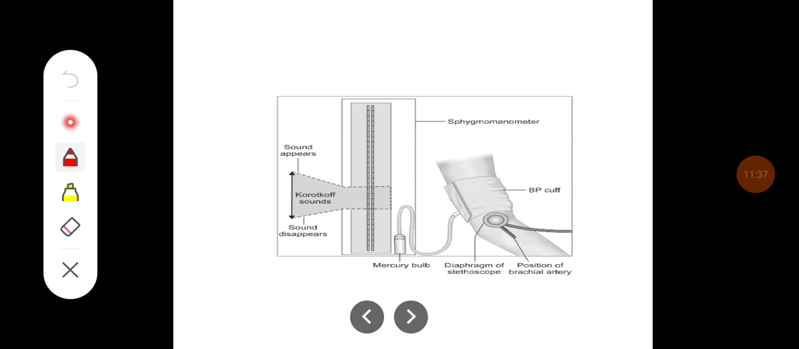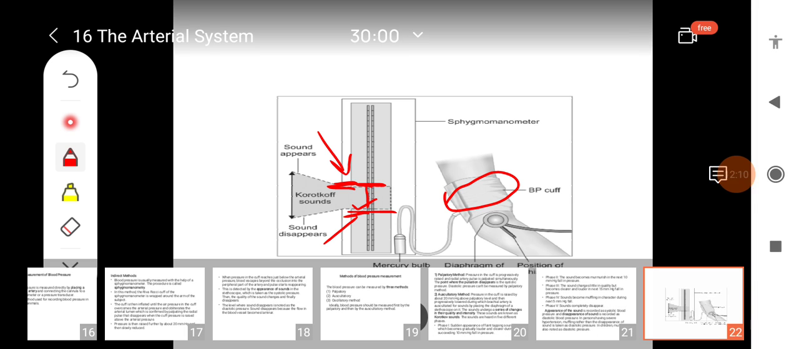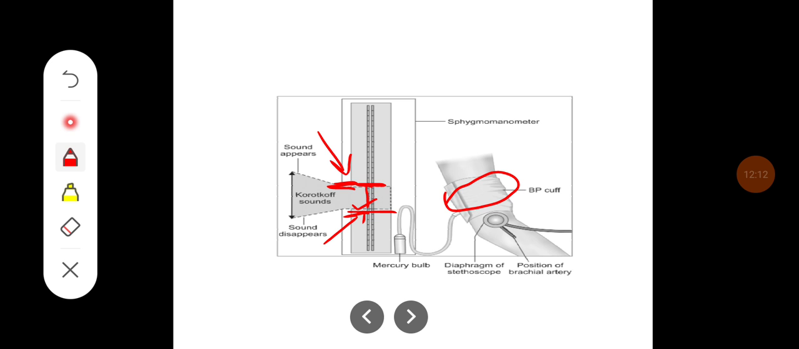This is how, with a sphygmomanometer, the blood pressure is recorded. After tying the Riva-Rocci cuff, the pressure is increased to more than 20 mm of Hg above the palpatory level. Then the pressure is released, and because of the turbulent blood flow, the Korotkoff sound appears. That is taken as the systolic blood pressure, and gradually when you release the pressure, these sounds disappear, and that point is taken as the diastolic blood pressure.